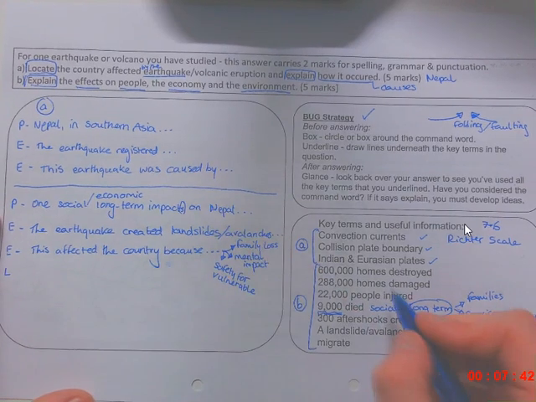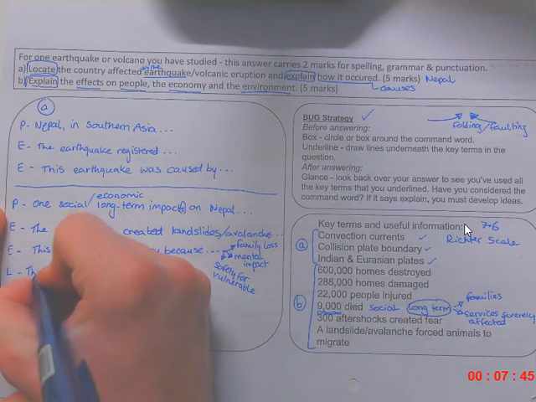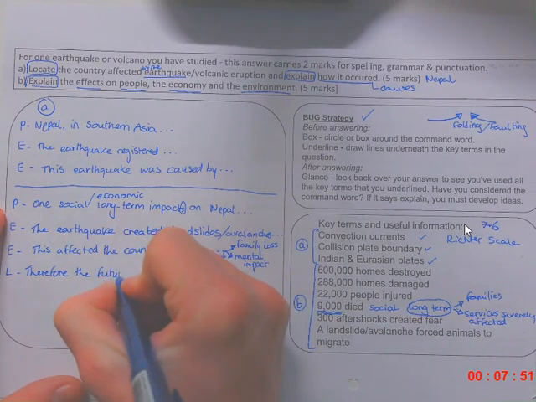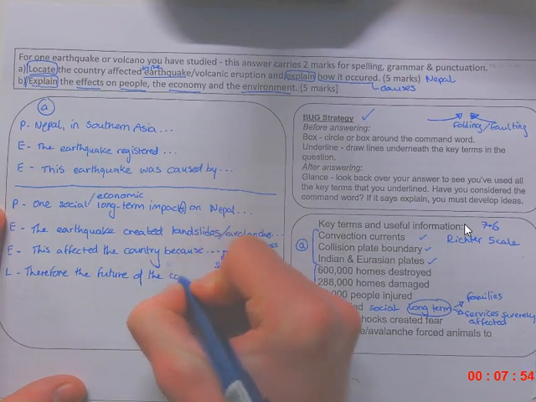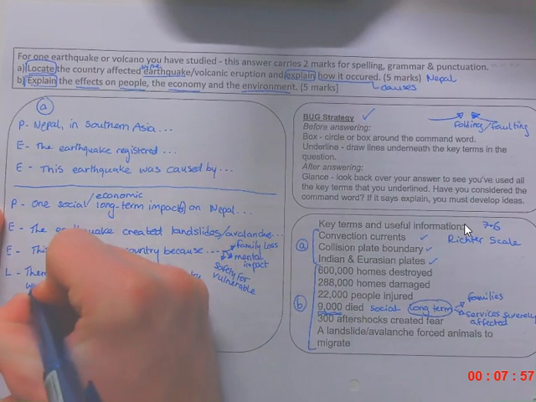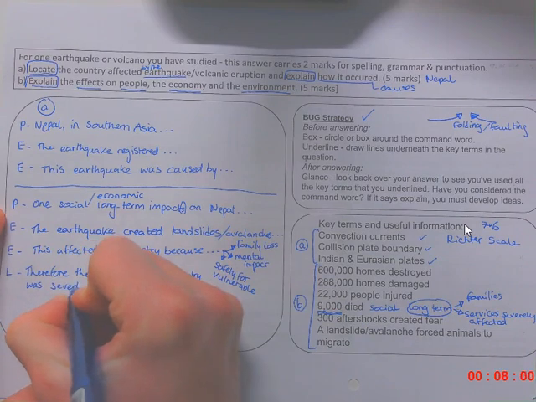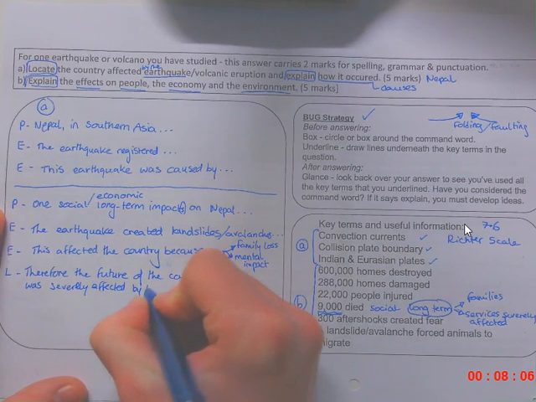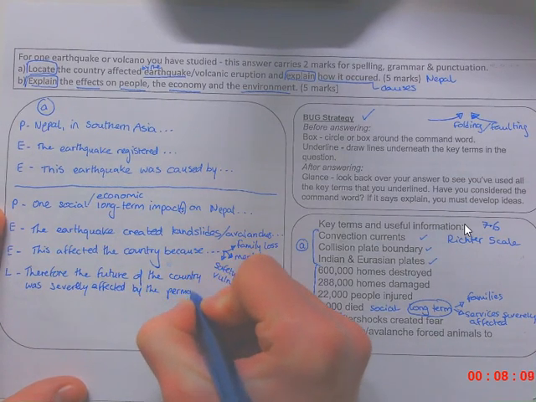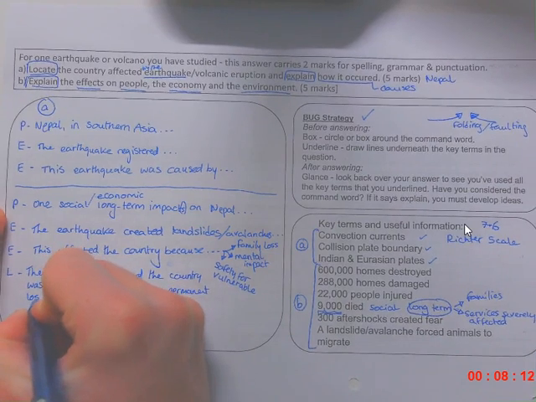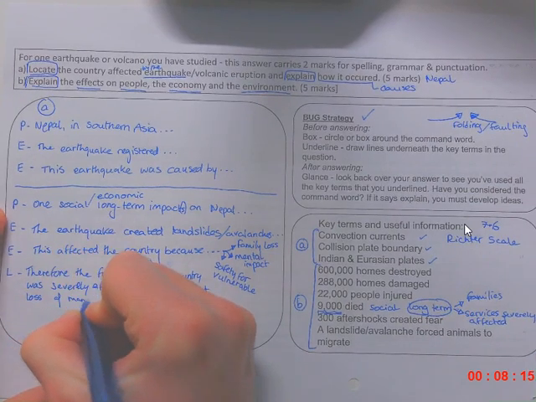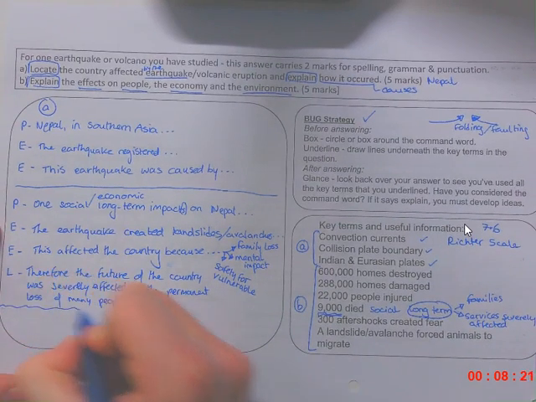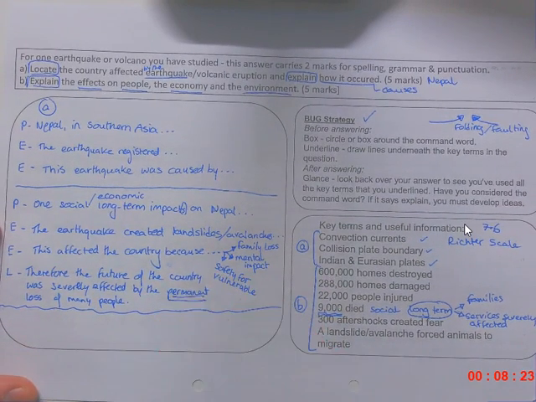So social impact being people dying. Therefore, the future of the country was severely affected by the permanent loss of many people. So that's a nice link sentence towards the end. You're not repeating what you've said already. You've added in that concept of the loss being permanent.